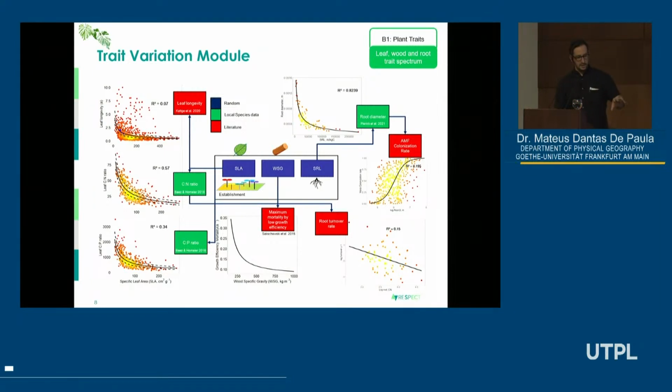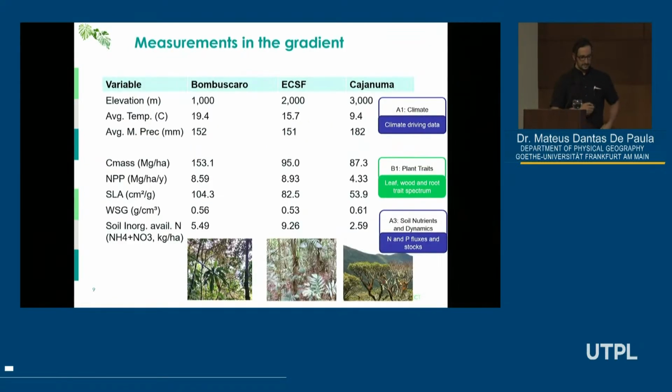The green ones here are data from the field, directly from our sites in the RESPECT project, and the red ones are data that were collected from the TRY database, global values, which were not collected by us. Here you can see how these field measurements compare at 1,000, 2,000 and 3,000 meters. How do they look?